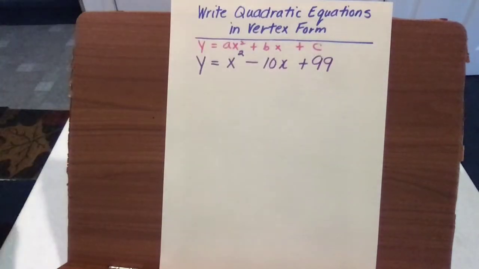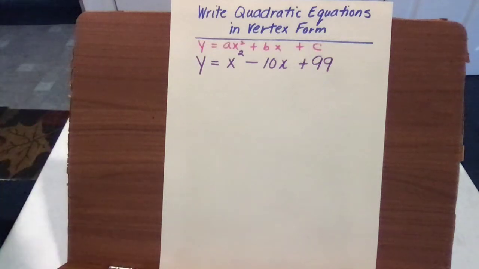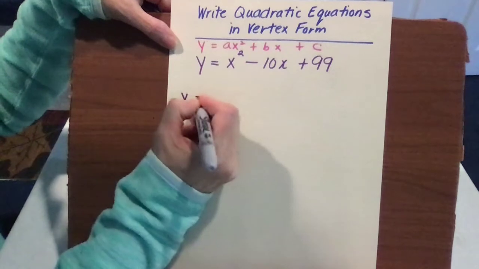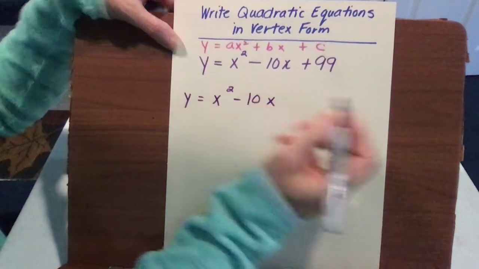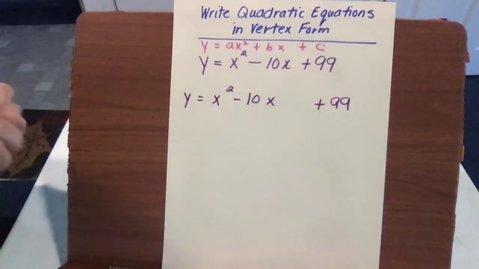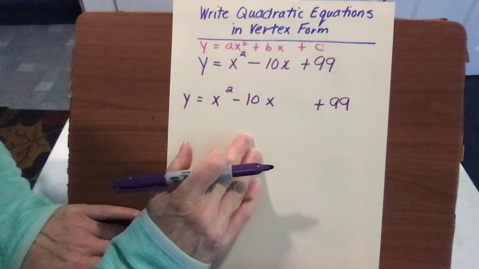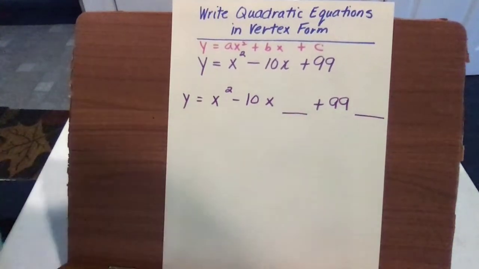So we're going to switch from standard form to vertex form, and we do this by completing the square. All right, so here we go. I like to give myself some room, so I will rewrite my equation: y equals x squared minus 10x, then I give myself some room and put my plus 99 over here. I'm going to complete the square and fill in here, and I'll be filling in here too. Those two blank spaces are where we're going to fill in some information.